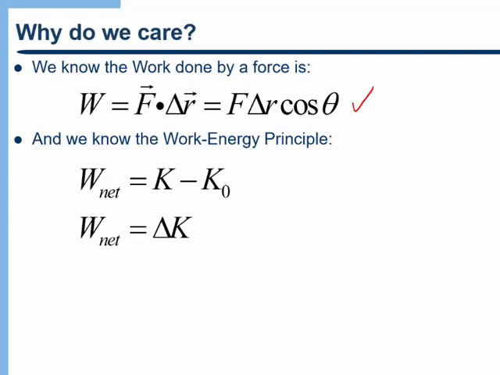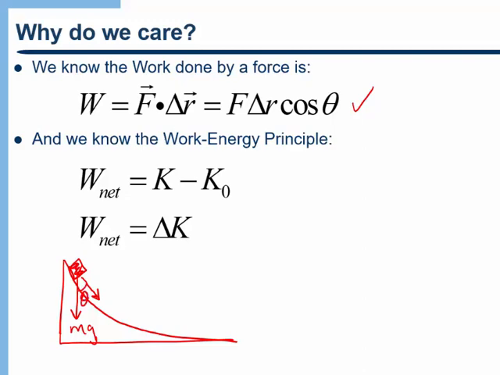The problem was that it really didn't help us that much, because if we have something like this, where we've got a block sliding down that curved incline, it's still hard to calculate the net work, because the work done by gravity is not easy to calculate, because the direction of the displacement is still constantly changing, and so this angle is constantly changing.